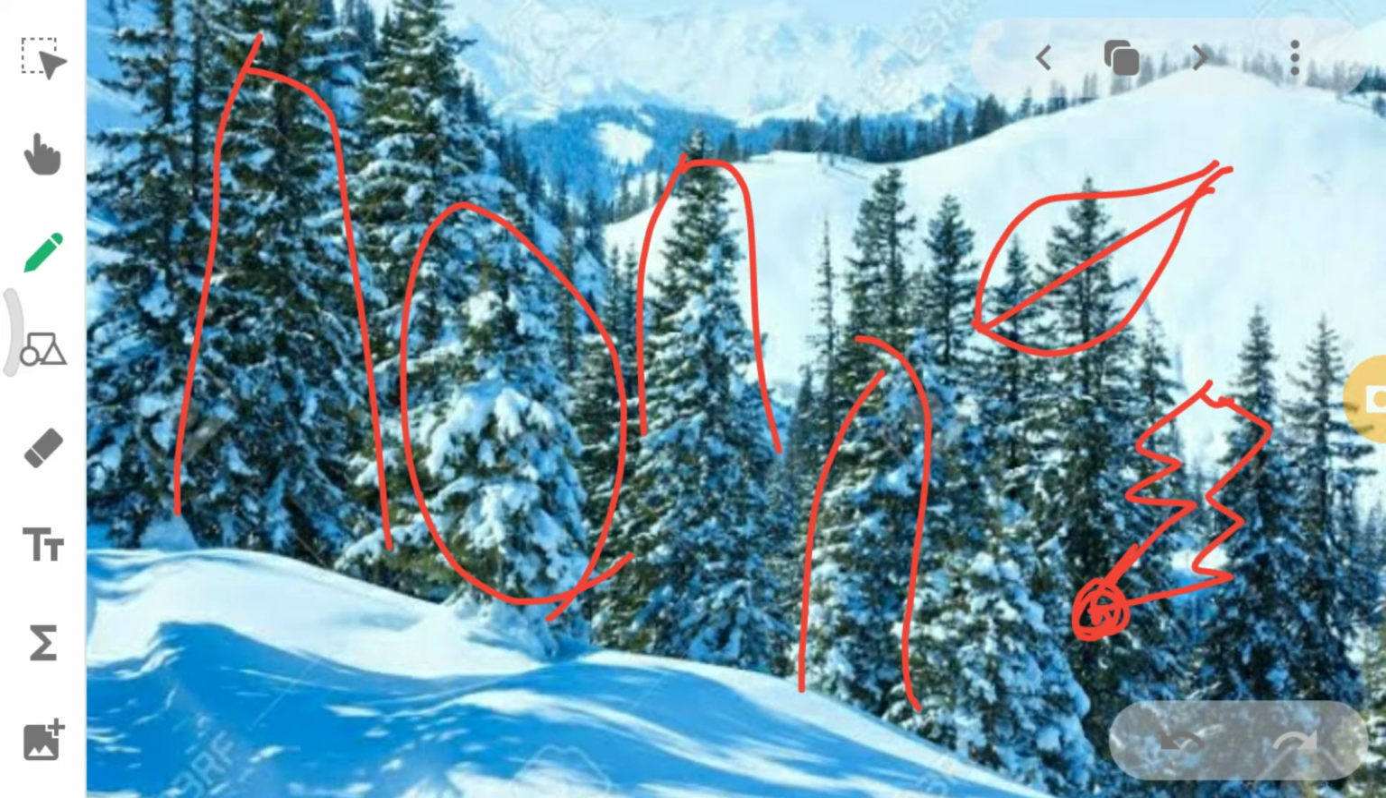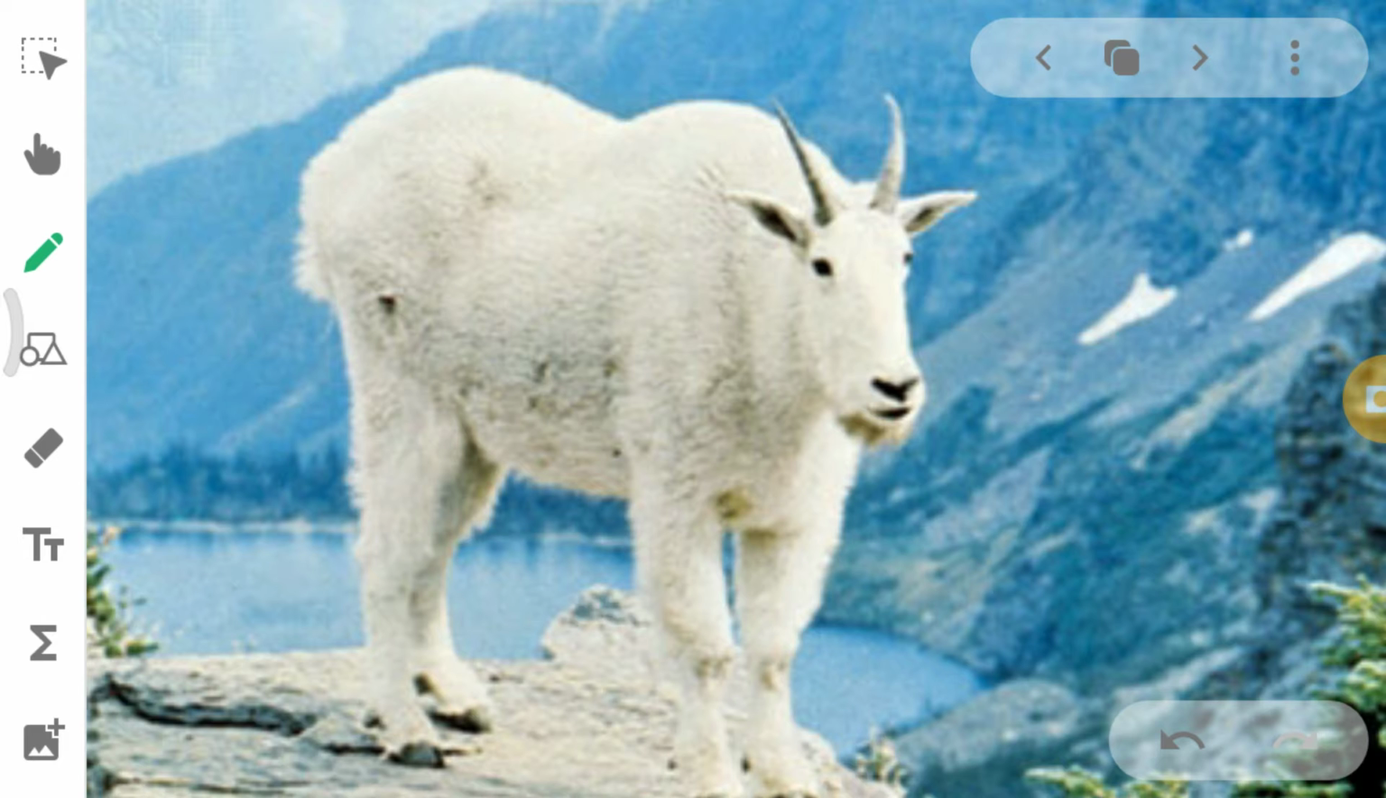Now let us go to the animals living in these mountain regions. See here, you can see the mountain goat.